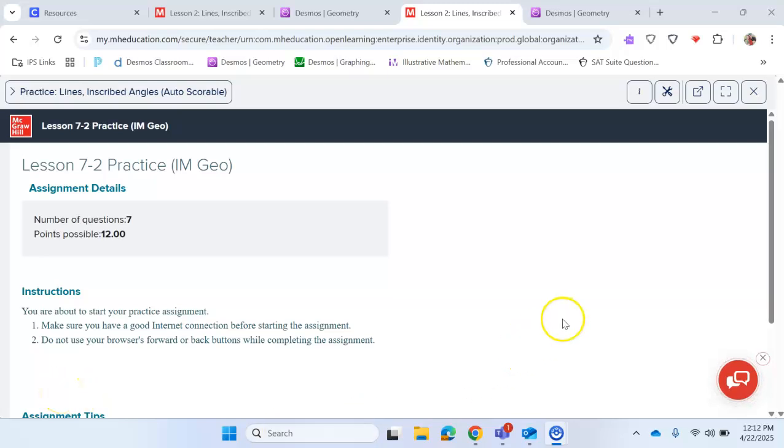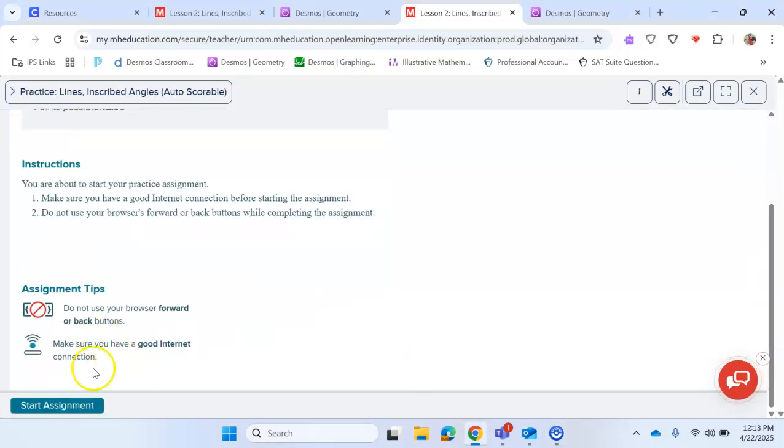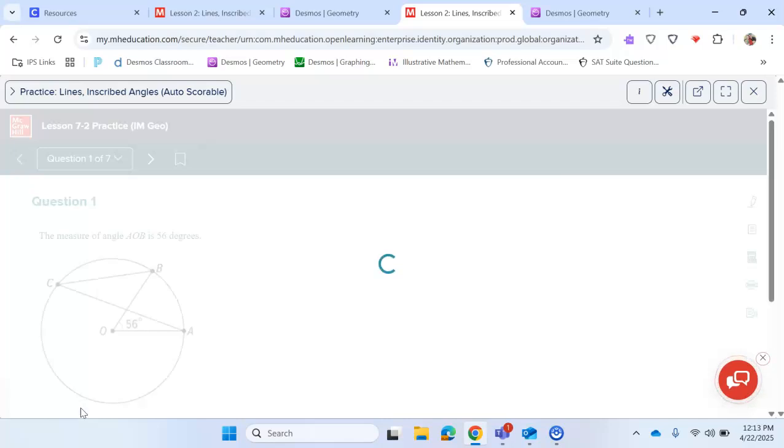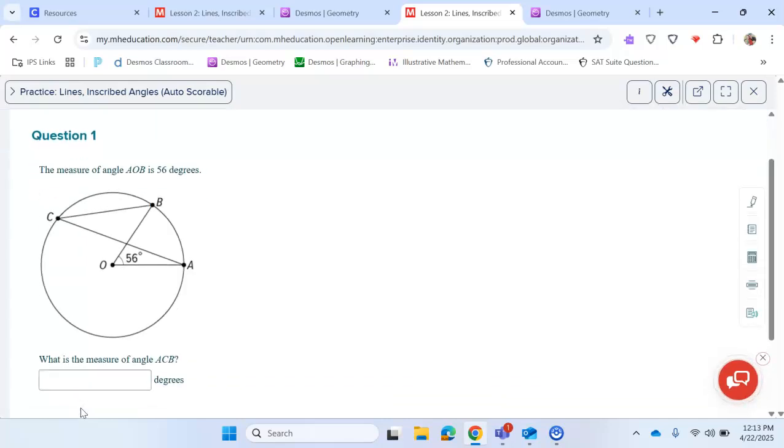Lesson 7-2 Practice. Lines, inscribed angles. Question 1. The measure of angle AOB is 56 degrees. What is the measure of angle ACB?